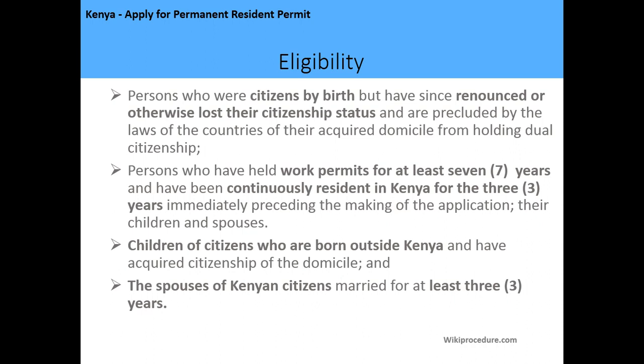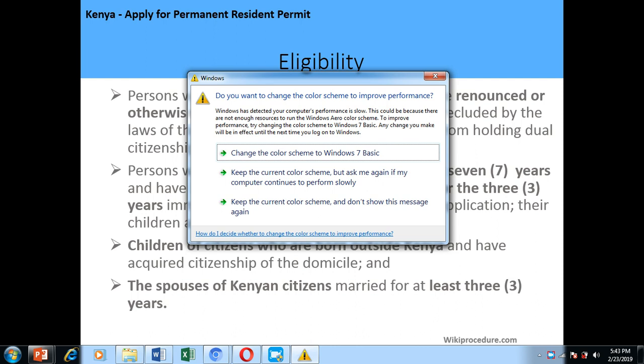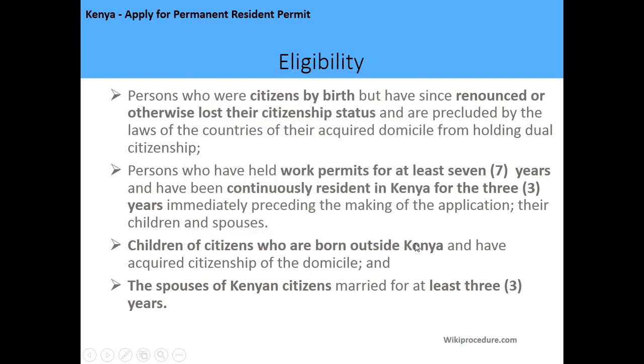Second, persons who have held work permits for at least 7 years in Kenya and have been continuously residing in Kenya for the last 3 years immediately preceding the making of this application, including their children and spouses, are eligible.